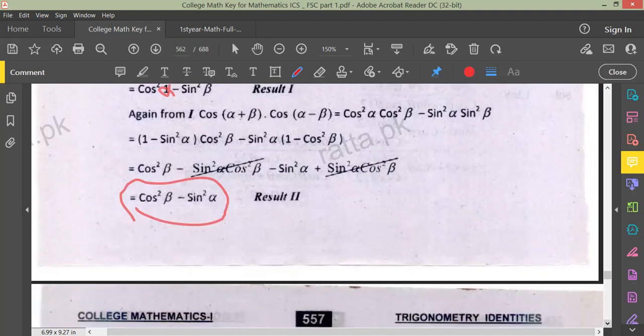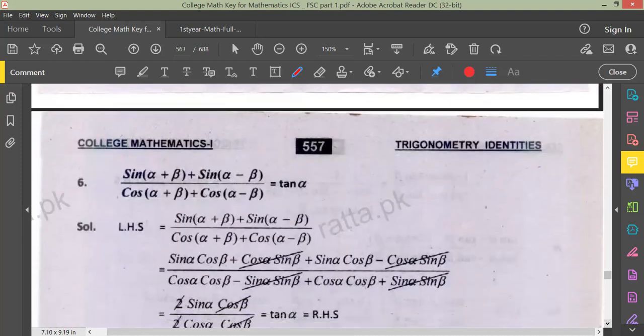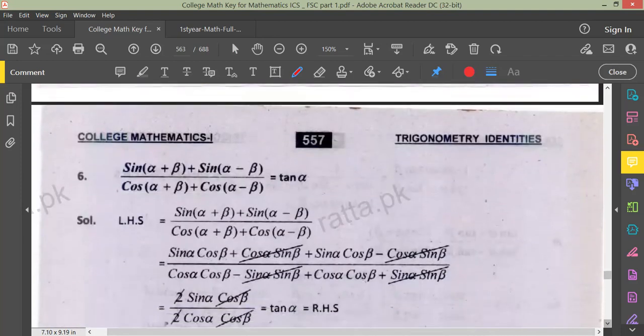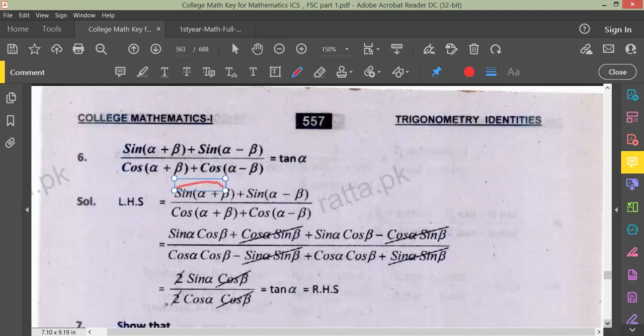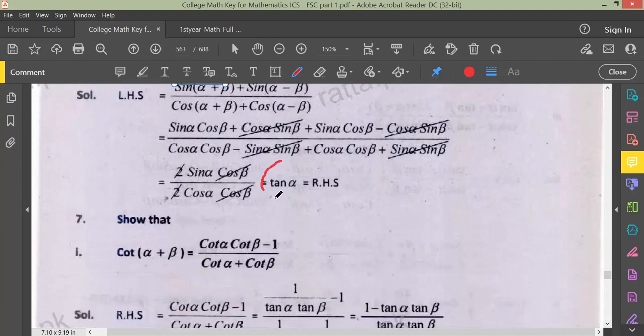Similarly, if we do question number 6, question number 6 is written as sine of alpha plus beta plus sine of alpha minus beta over sine. Similarly, we will open all the 4 formulas, and our final answer will be tan of alpha.